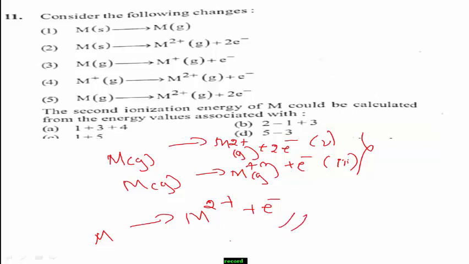Which one is the right answer, students? Option D, 5 minus 3. D is the correct answer.